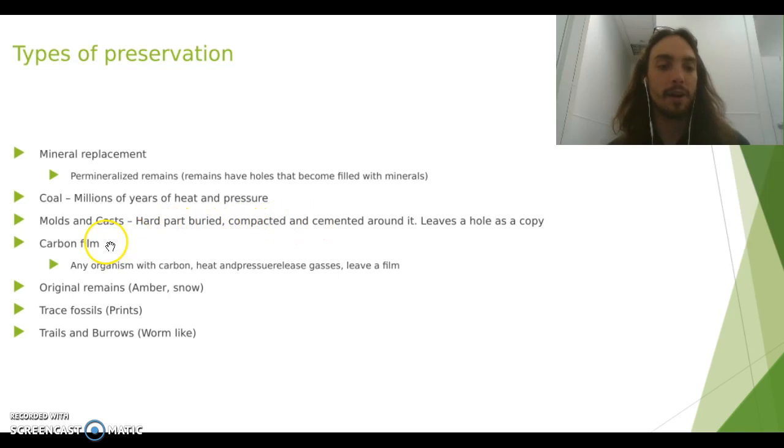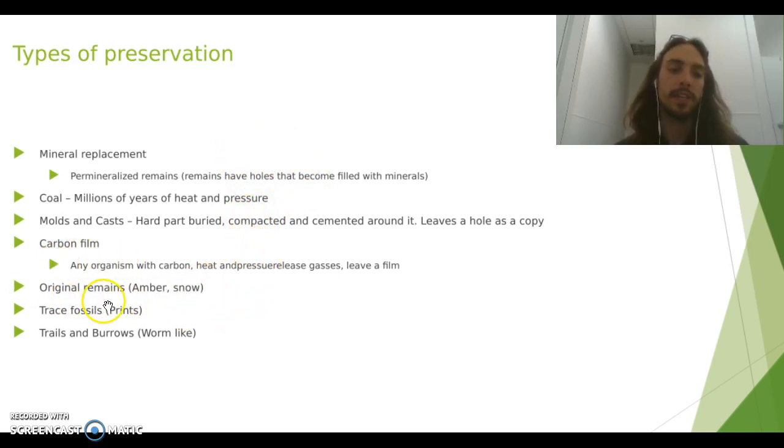And then we get carbon film. So carbon film is just when an organism dies and it gets cemented and kind of gets into that mold and cast form. Heat and pressure release gases, which is carbon. They release the carbon of that fossil, and it leaves a film. So I'll show you an example of that later. Carbonaceous film is a long word, but essentially it's just like an indentation, basically. And I'll show you a picture. It looks really cool.